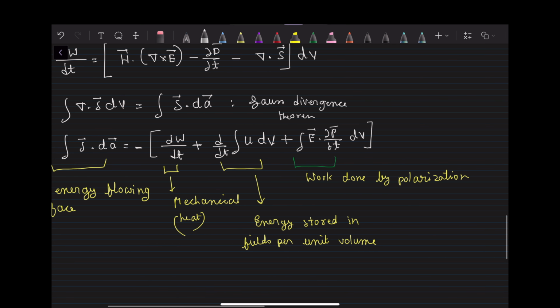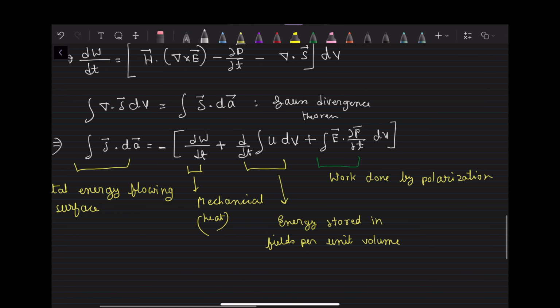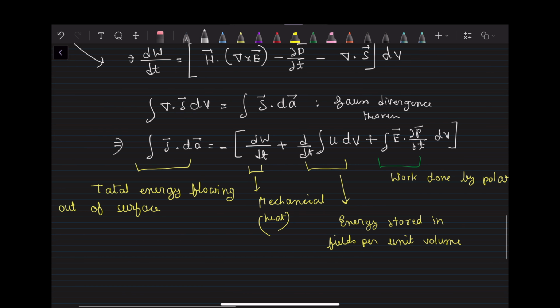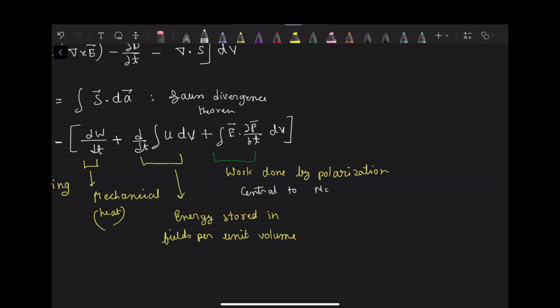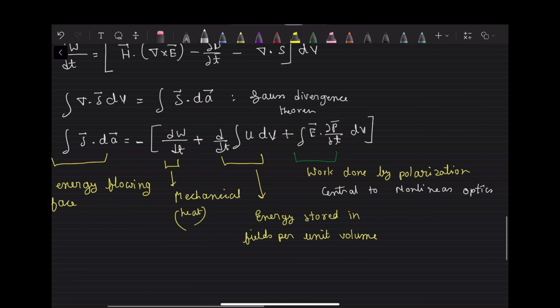But see here, it is a very simple equation that we have derived using Maxwell's equations. Here you can see the total energy flowing out of a surface is also a function of polarization. So that's very important. So that's central to nonlinear optics, and we'll see how.